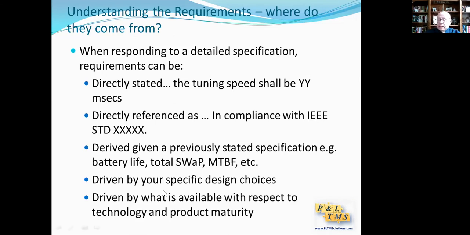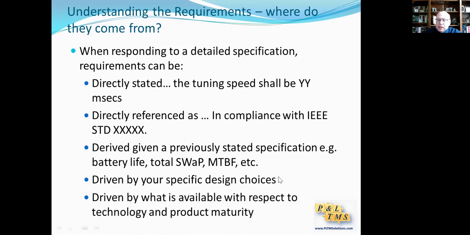Or the requirement needs to be derived from a previously specified requirement like battery life or total size, weight, and power, or mean time between failure, which is a requirement at the top level, system level, which then needs to be broken down, allocated, and budgeted to the different aspects of your design choices.